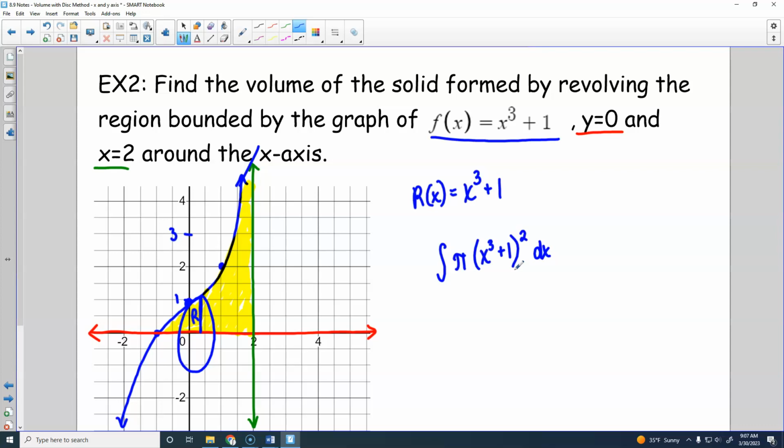Do I look at the x-axis or the y-axis? It's going to be -1 to 2. Yeah.